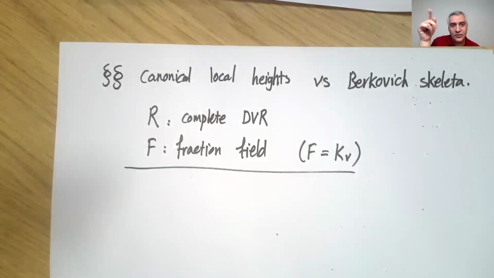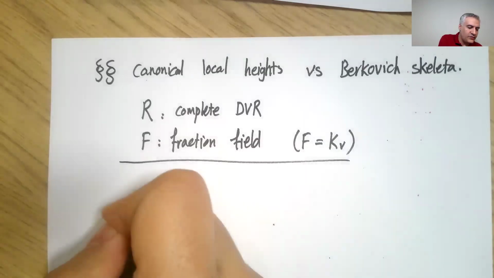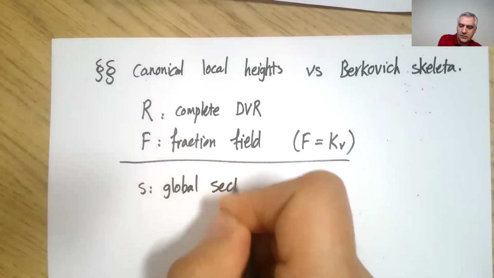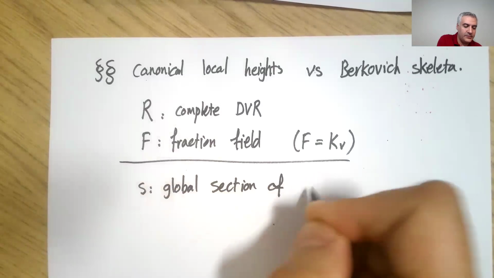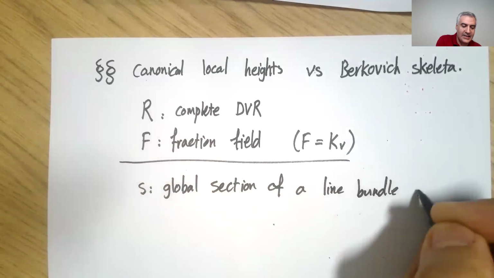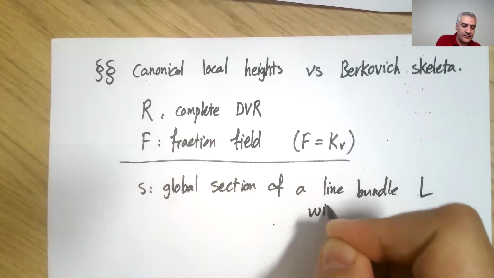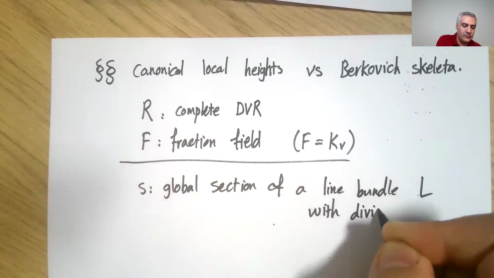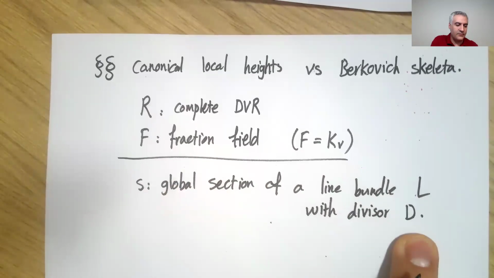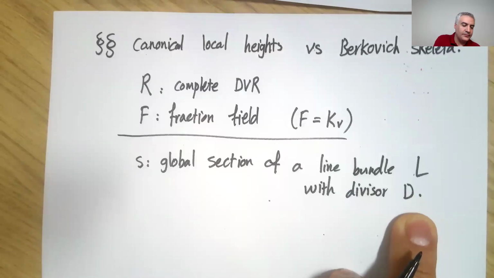I also had a divisor. The lambda function that I want to understand had as input a divisor and a place. Fix the place. I'm going to fix a global section of a line bundle L with divisor D. So in a way, I'm remembering this divisor D via fixing this section.